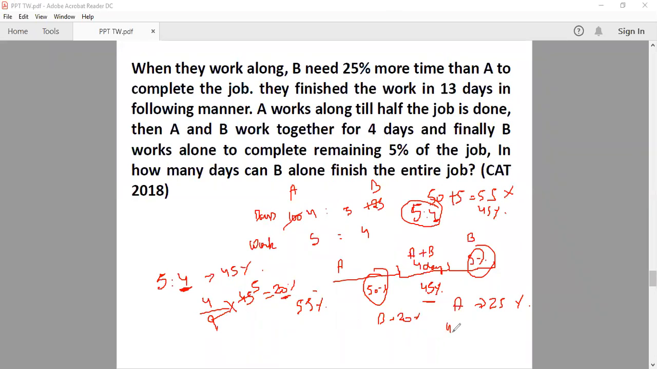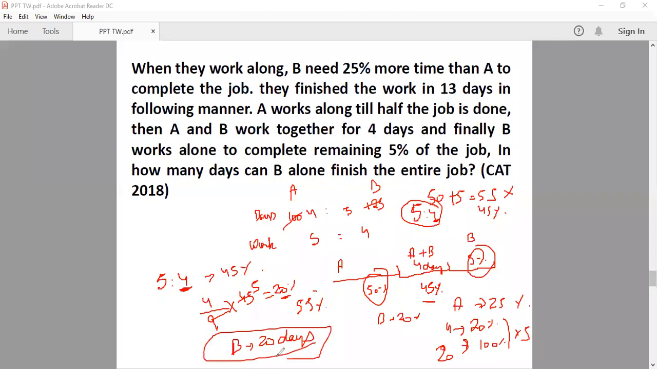यानी बी ने 4 days में 20% काम किया, तो वो 100% कितने में करेगा? 20 days में. मल्टीप्लाइंग बोथ साइड बाय 5, 20 days में 100%. So the answer is 20 days. Is it clear to everyone? Kindly reply.